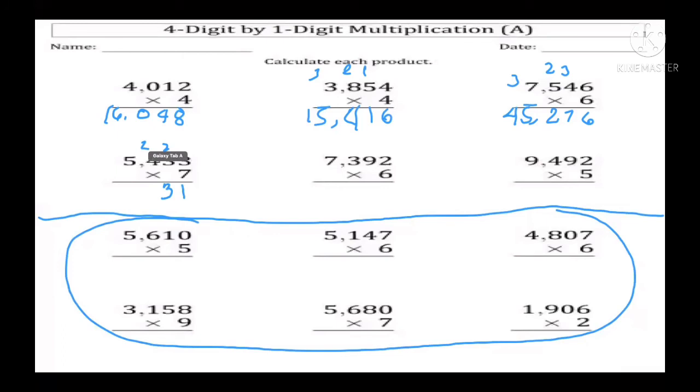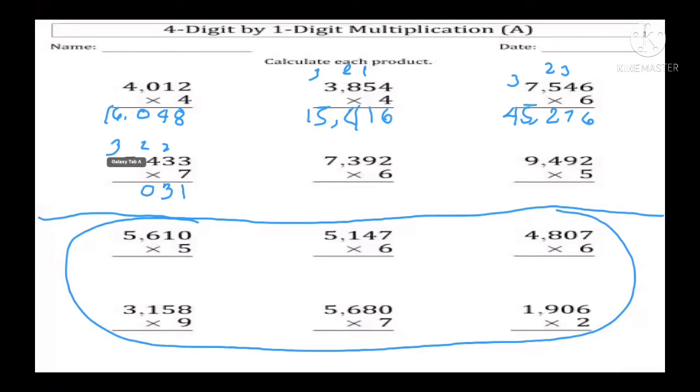7 times 4. That is 28, correct? 28 plus 2 is 30, correct? So we have here 0 and then 3 up here.